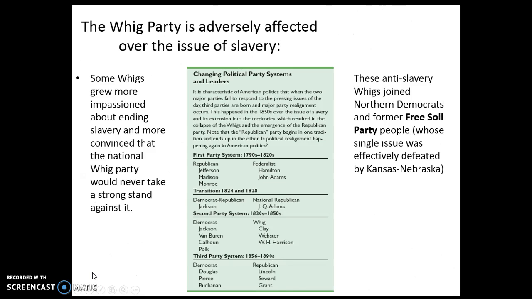So what happens to the Whigs? Whigs grew more impassioned about ending slavery and more convinced that the National Whig Party would never take a strong stand against it. So we have a splinter group off the Whigs, and they created a new political party. These anti-slavery Whigs joined Northern Democrats and formed the Free Soil Party. They were a single-issue political party that were effectively defeated by the Kansas-Nebraska Act, and they wanted to make national politics about slavery.